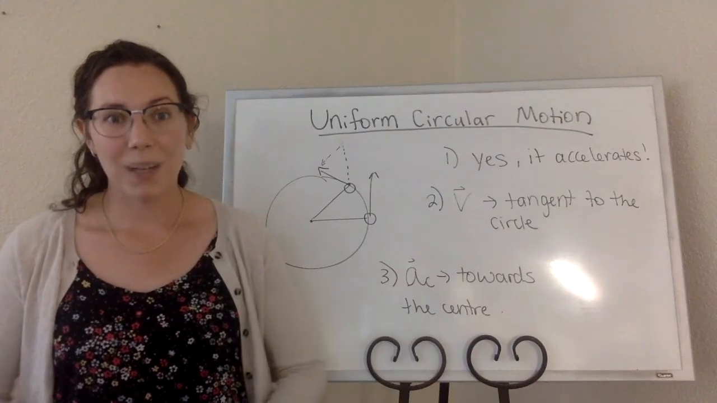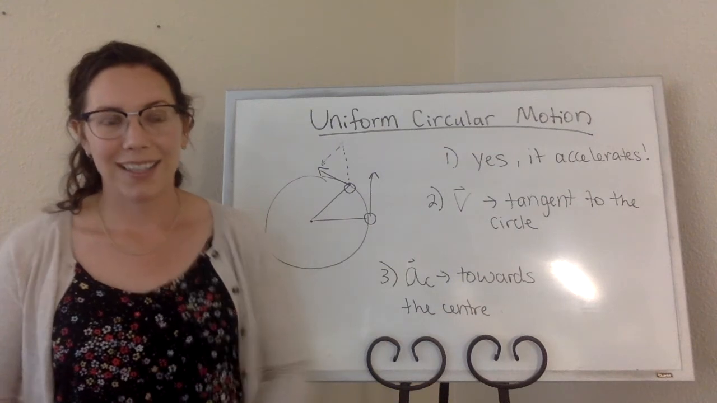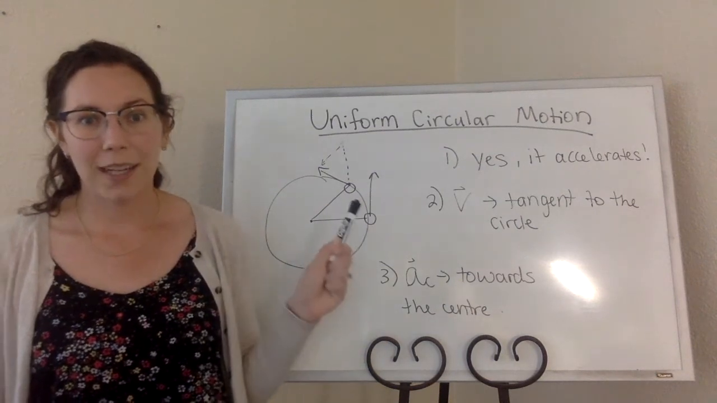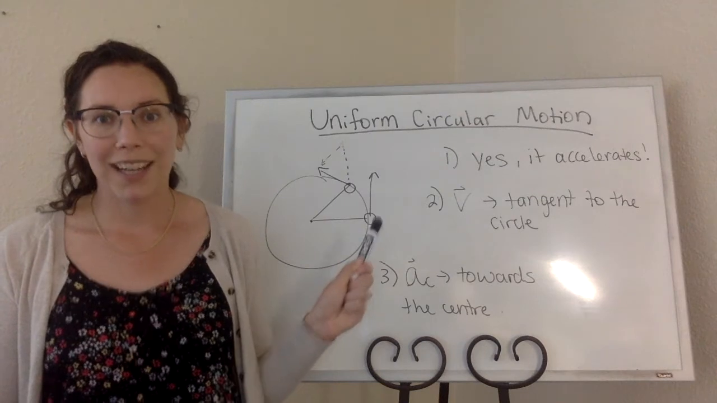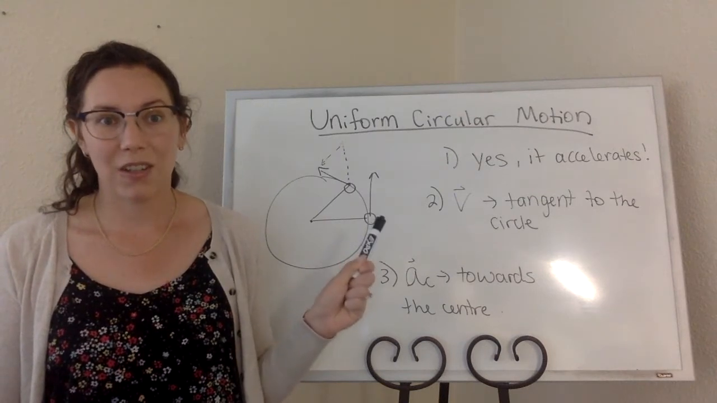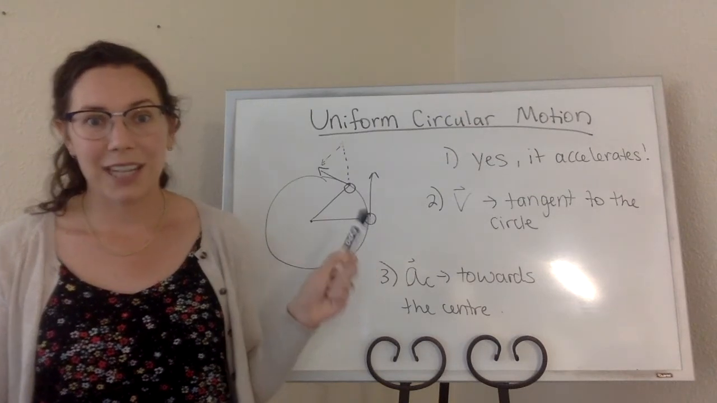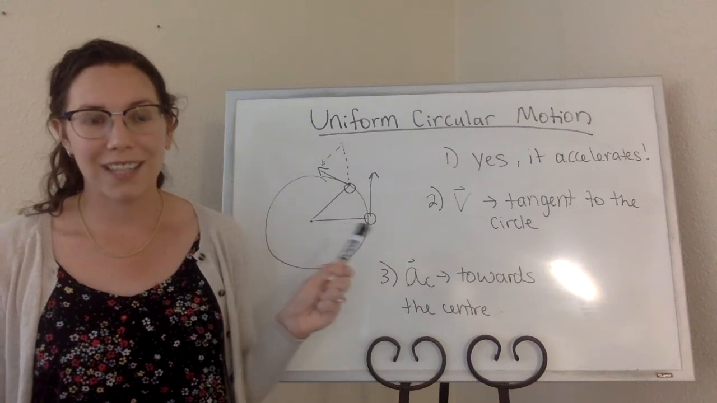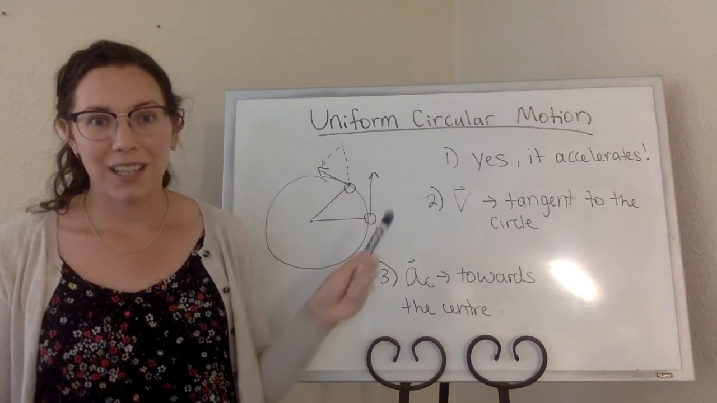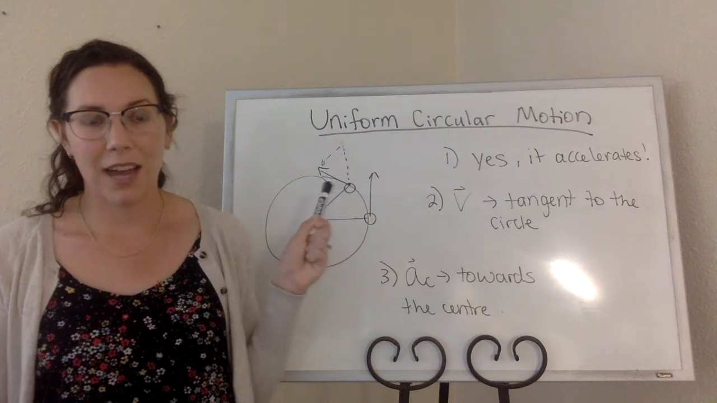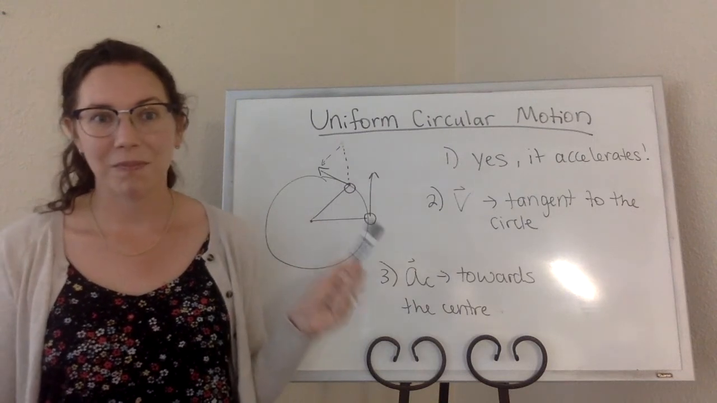All right, next, what is the direction of the velocity vector? Well, I've drawn it here. At any point in the circle where the object is moving, the velocity will be tangent to the circle. Tangent to the circle means that it's perpendicular, at 90 degrees, to the radius at that point. So it looks like this, where it's tangent at any point along the line.